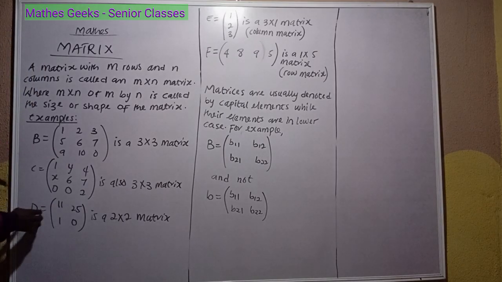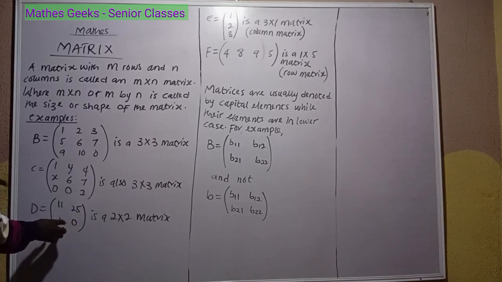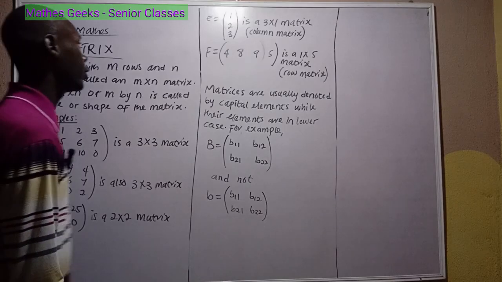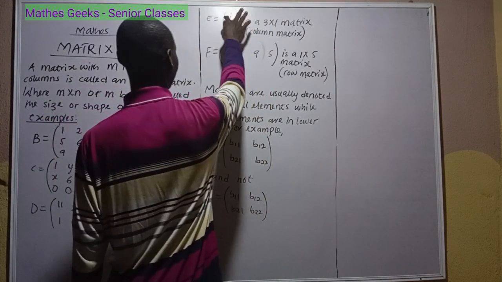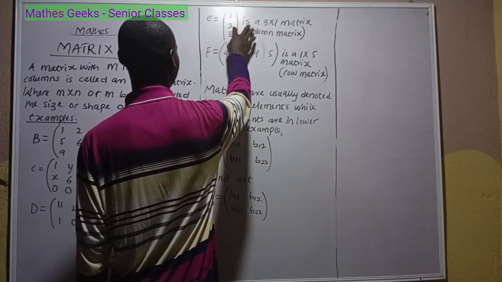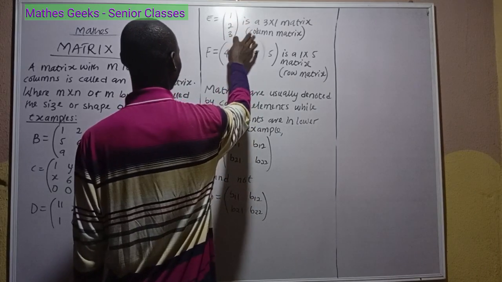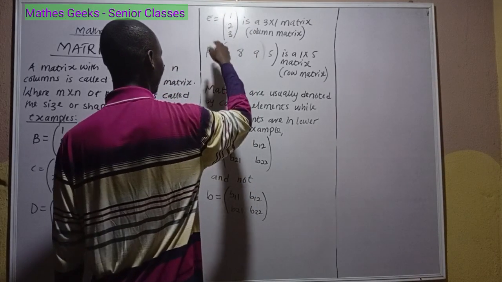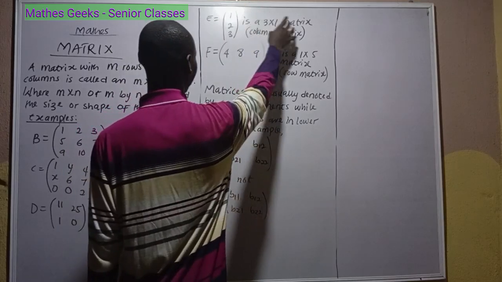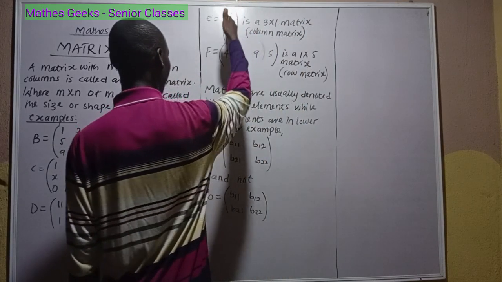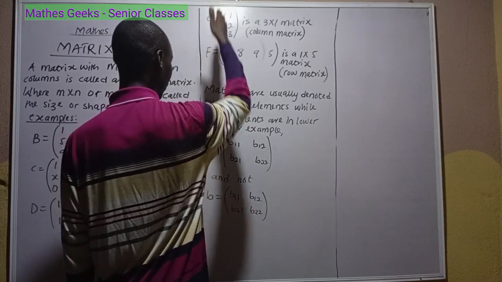Matrix D has 2 rows and 2 columns, so we call matrix D a 2 by 2 matrix. Let's look at matrix E. Matrix E has first row, second row, and the third row, and just one column. So we call it a 3 by 1 matrix. A 3 by 1 matrix is also a column matrix because it's just a column.